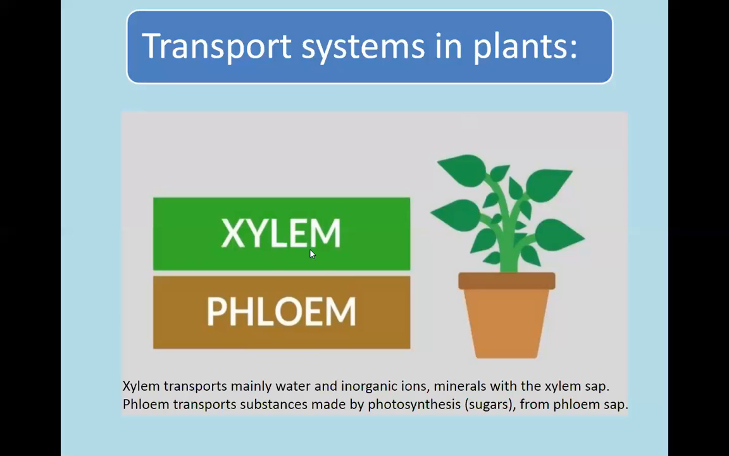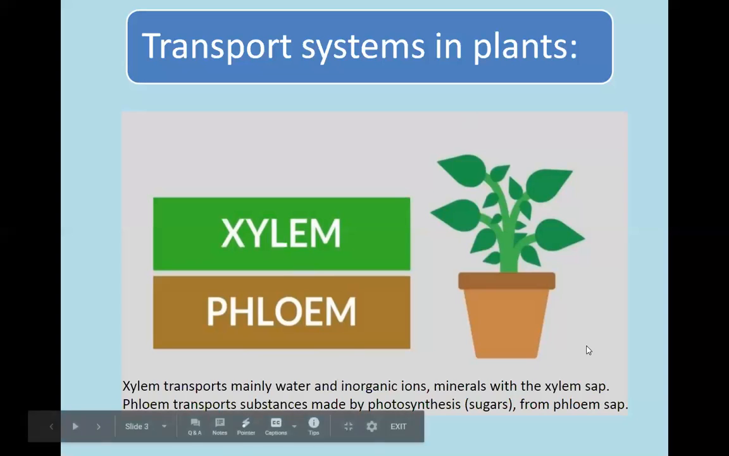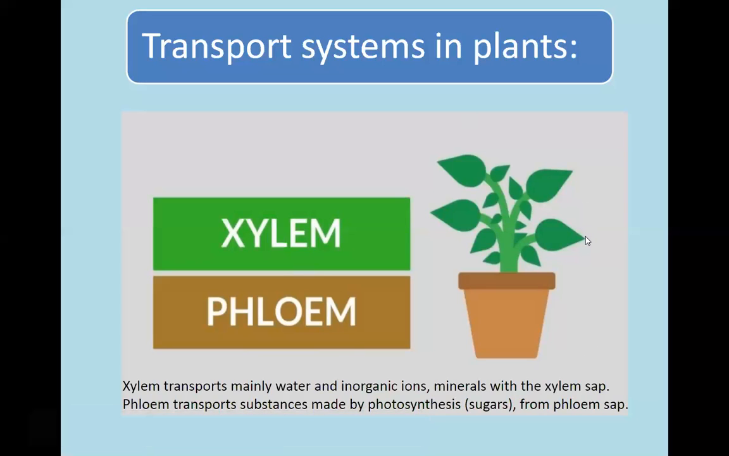So in difference to xylem, where water and minerals move from the ground or from the soil up to the plant, in the phloem the sap moves in different directions, which means from the soil up to the leaves, or in the opposite direction. We will be discussing this later on in other videos.